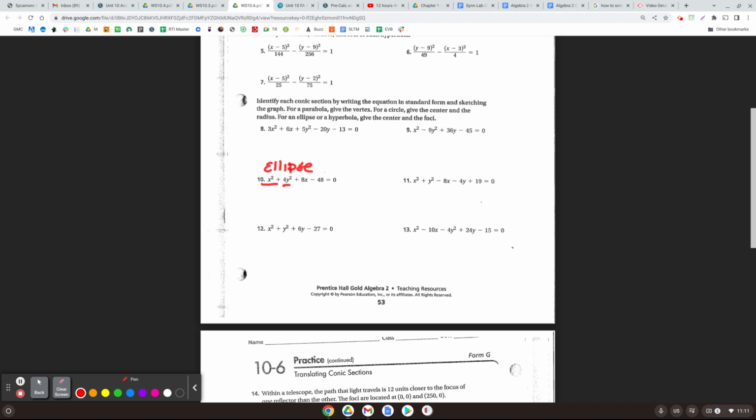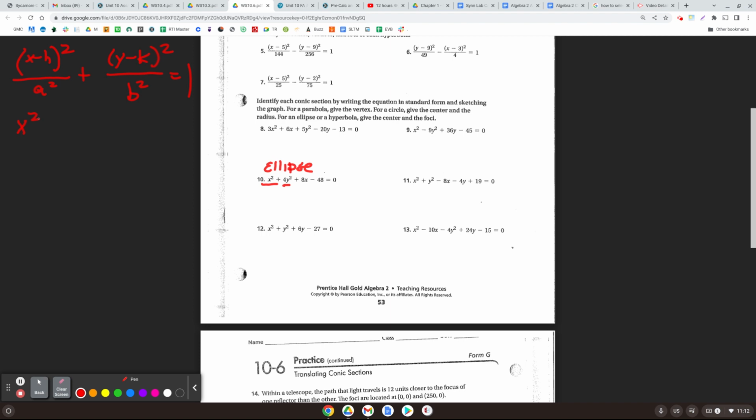And so what we're trying to do is write these as x minus h squared over a squared plus y minus k squared over b squared equals 1. So that's important to understand. Like, what is this going to look like when we're done? And then we'll have to do some completing the square to get there. So here we go. We'll rewrite the order.